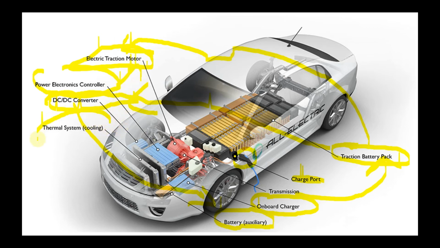Now we will discuss the thermal cooling system. This system maintains the proper operating temperature range for the electric motor, power electronics and all other components inside the car. The next component is the transmission. The transmission transfers the mechanical power from the electric traction motor to drive the wheels. So these were all the components of an electric car.